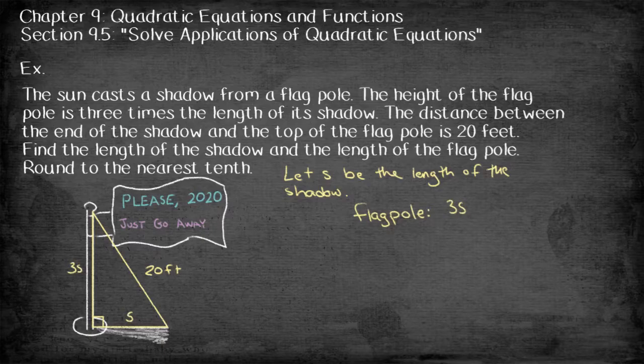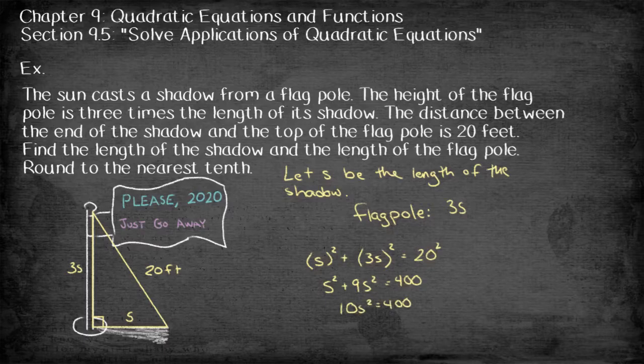Since this is a right triangle, we can use the Pythagorean theorem, which says that if I square the lengths of the legs, in this case it would be S squared added to (3S) squared, that should be equal to the length of the hypotenuse squared. So we get S squared plus 9S squared equals 400. And this is not bad at all, because we have 10S squared equals 400.